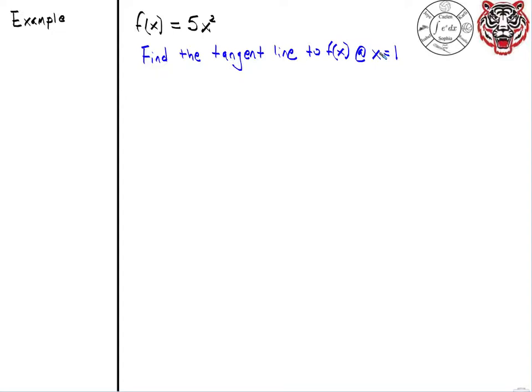So plug and chug to find y. Okay, so let's do that. Let's find y. So f of 1, if I plug in 1, I get 5 times 1 squared, which equals 5. So now we have our coordinate point, right? Our coordinate pair. We have 1 comma 5. Perfect. What else are we missing?